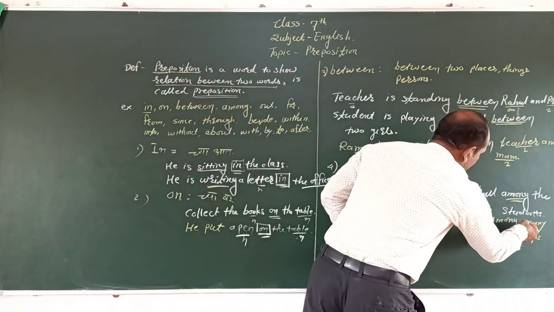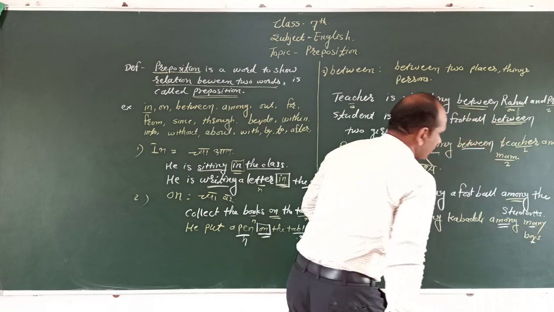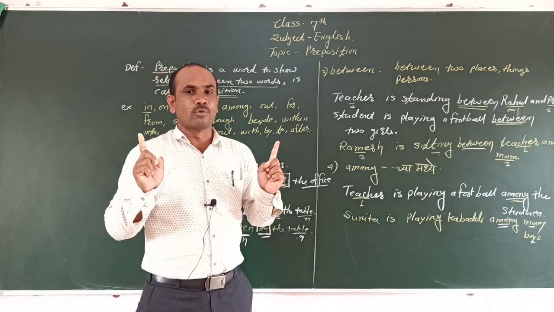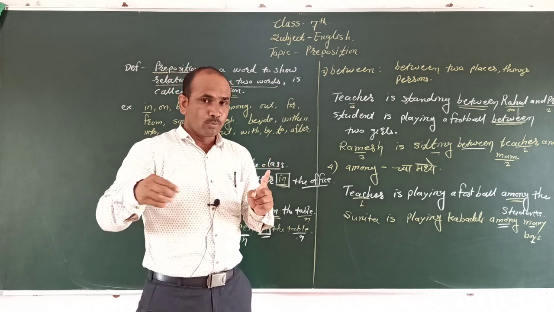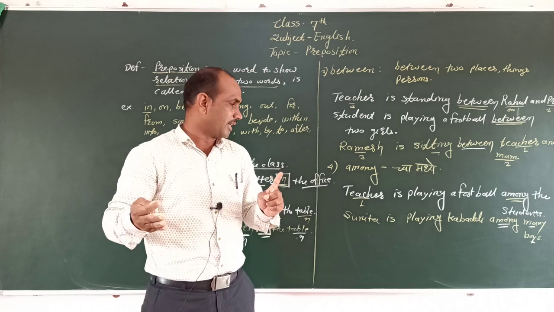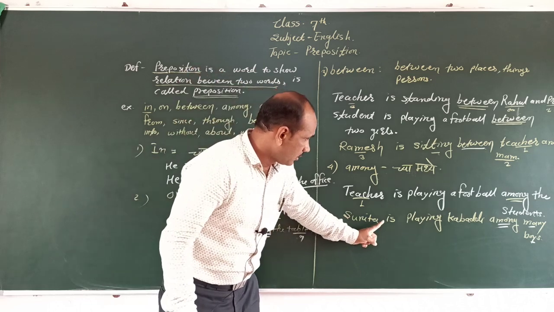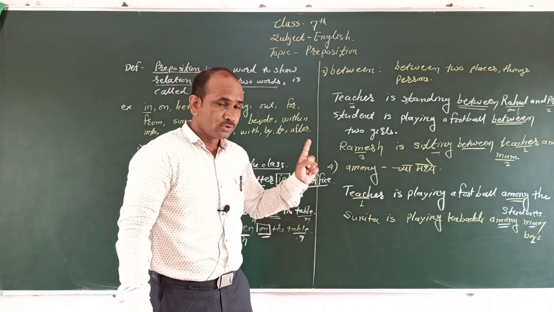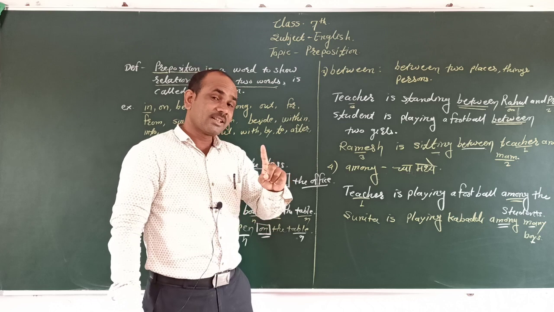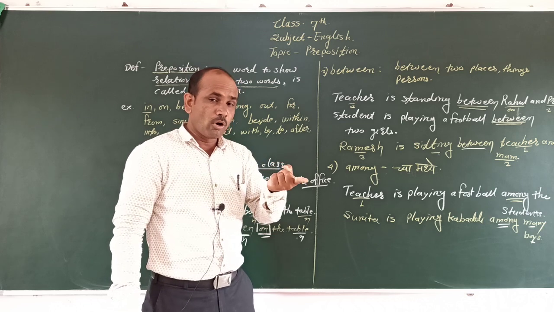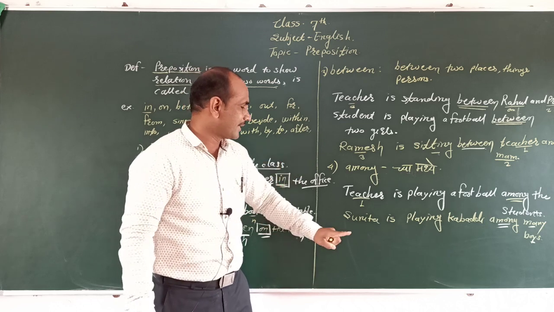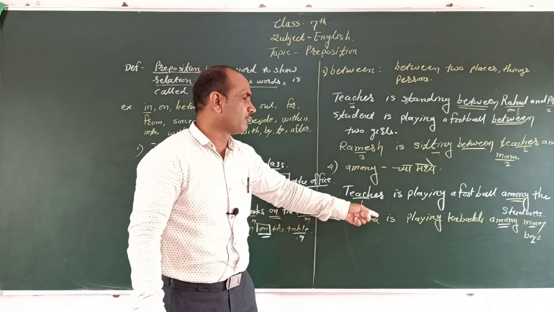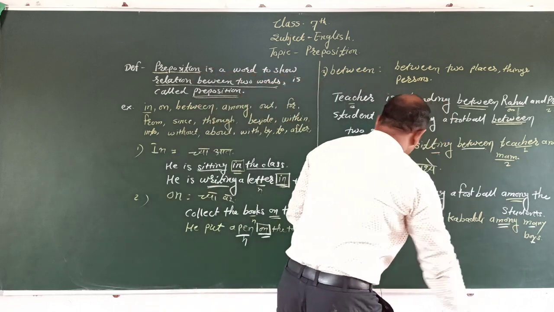Here, many boys. If we discuss many boys, that time there are not only one or two boys. There are so many boys, more than seven, more than six, more than five. Its meaning is that there are many boys, but who is playing? Sunita is playing, which means Sunita is only one person, and the boys are many persons. Among the many things, among the many persons, that time we are showing the one thing, we are using this preposition, among.